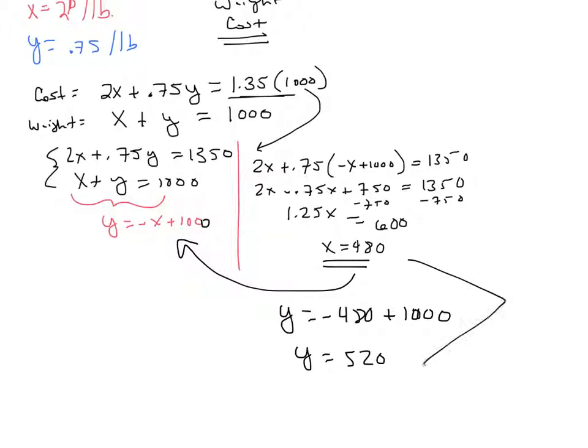So in order to get the appropriate mixture for the cost and the weight that the company wants, we need 480 pounds of candy X and 520 pounds of candy Y. And there's our solution.